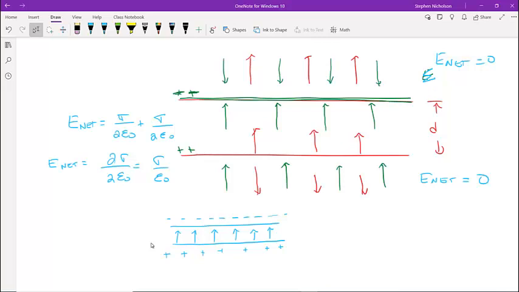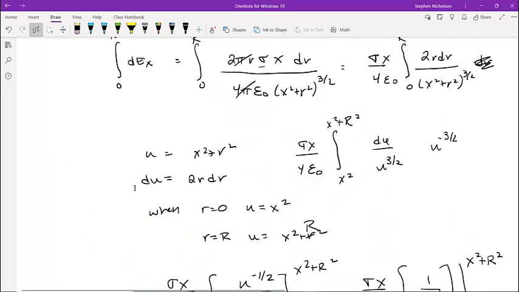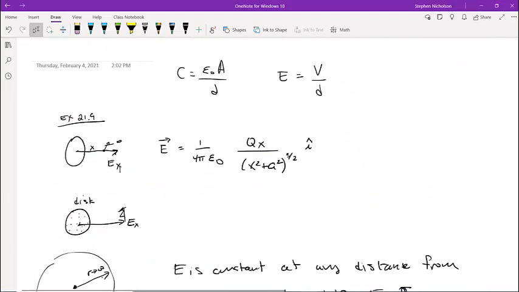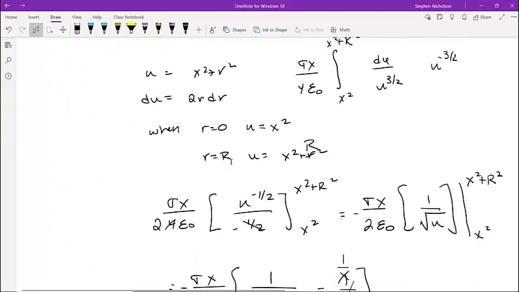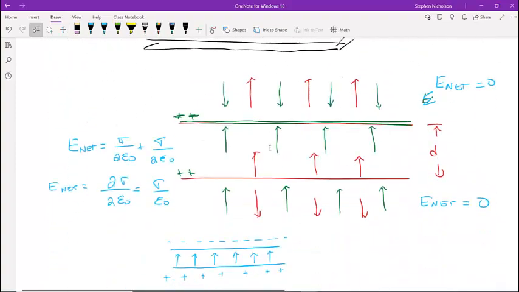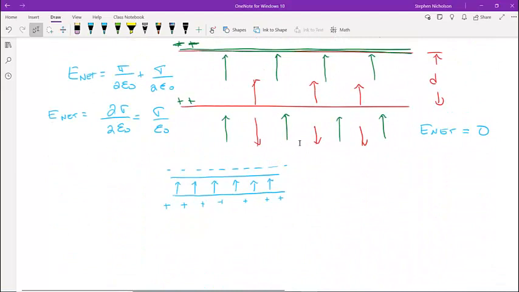Now there's another thing you can do. If we go all the way back to the beginning here, there were some other things that we learned. Capacitance is epsilon 0 A over D, and electric field is voltage divided by distance. So the question is, can we derive those equations from what we have here?